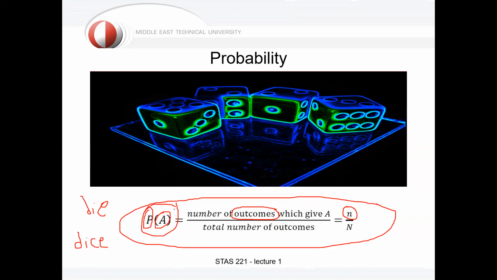Okay, so what's the probability of that? We have 1 and 2, so there are 2 outcomes. So 2 over, what are all the outcomes, the total number of outcomes? 1, 2, 3, 4, 5, 6. We have 6 of them. So 2 over 6. So the probability of receiving 1 or 2, if you throw a die, would be 1 over 3 or 2 over 6.